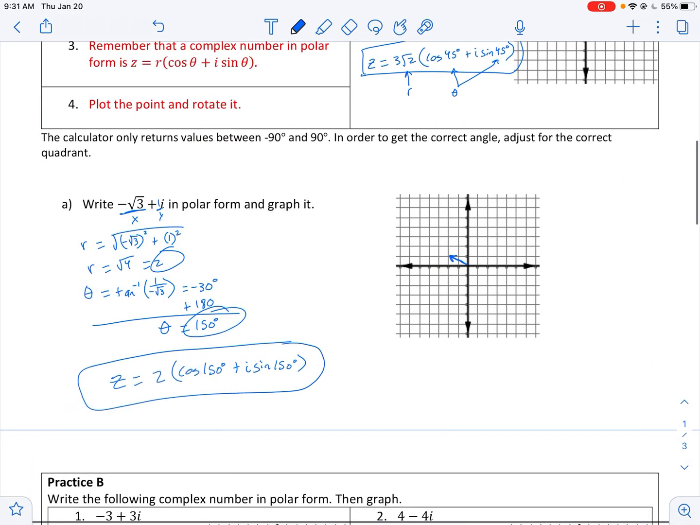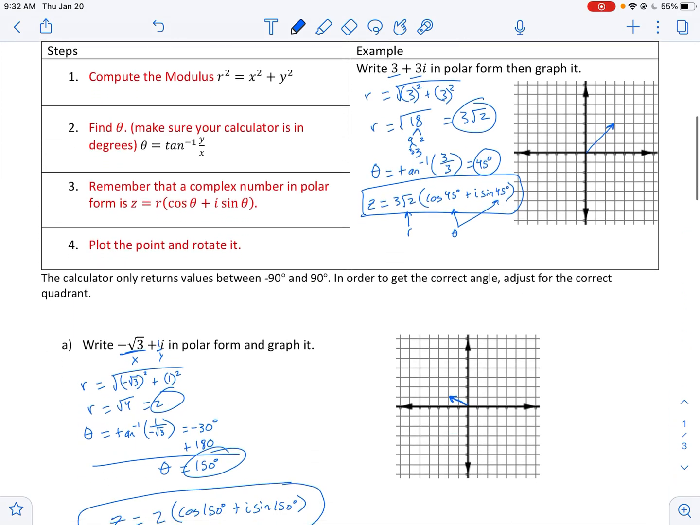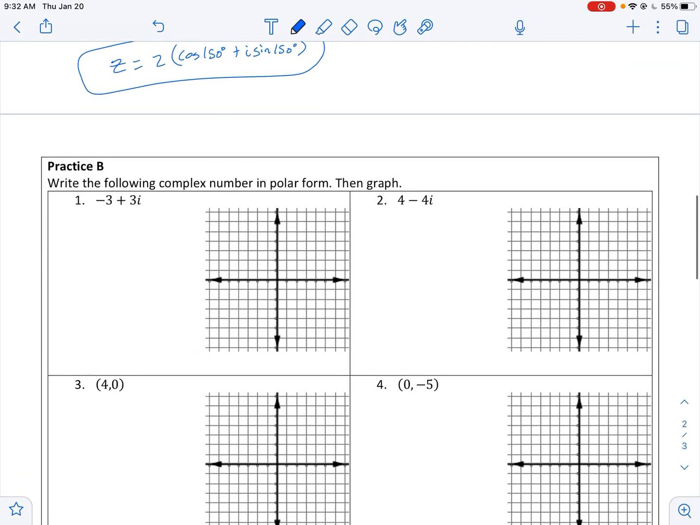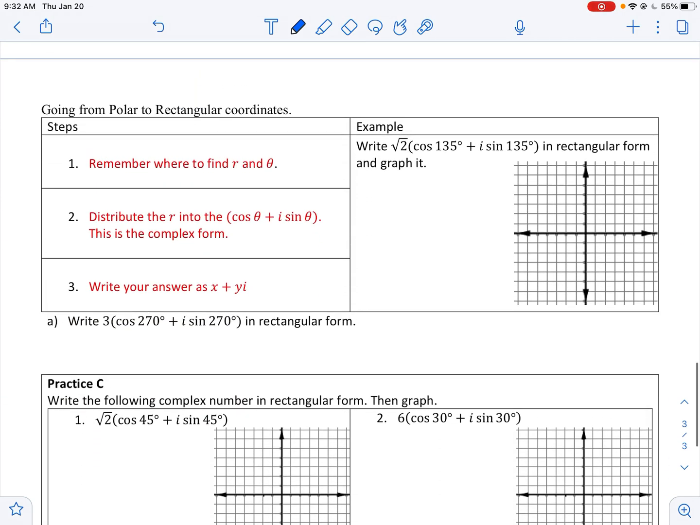Ta-da! So that's how you convert a complex number into polar form, which is not quite the same as polar coordinates, but it's got the same idea. You need to get a radius, you need to get a theta. You just write out your answer in a little bit different format. So yeah, that's how you convert that way. Your assignment has you do that, and then it has you go the other way.